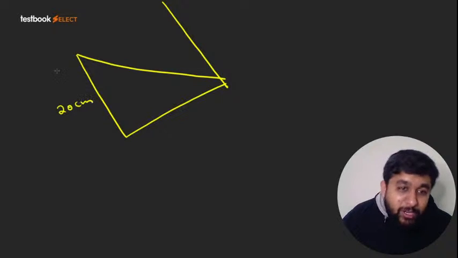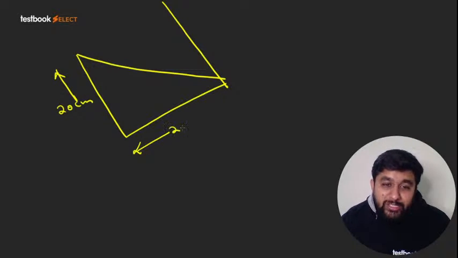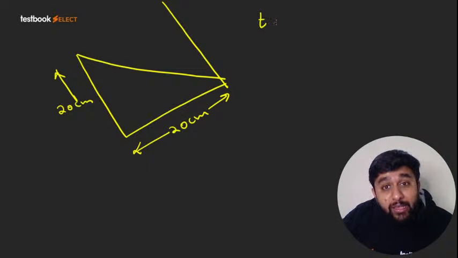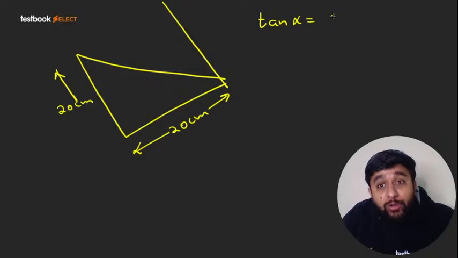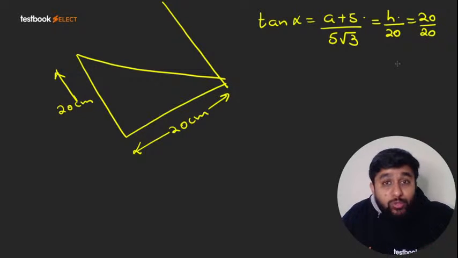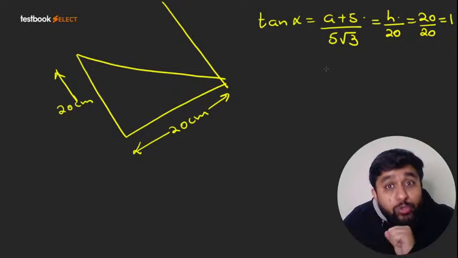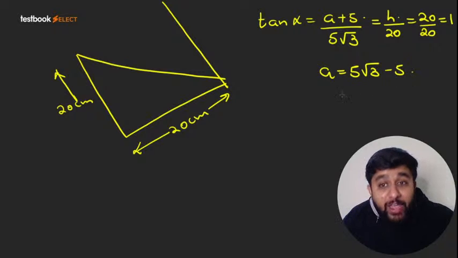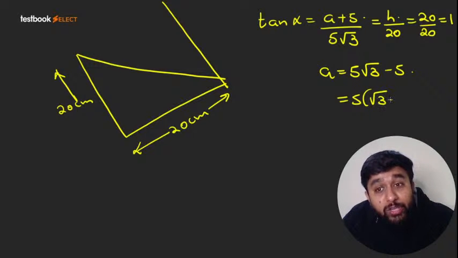This is 20 centimeter, 20 centimeter, है ना? But tan alpha is equal to (a plus 5) by 5 root 3, this is also equal to h by 20. That is 20 by 20 now, so that will become 1. So (a plus 5) by 5 root 3 equals 1. So a is equal to 5 root 3 minus 5. That will become 5 into root 3 minus 1.